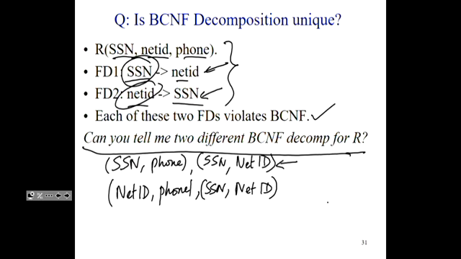Okay, and then why do we know we are done when we get these relations? Well, two attribute relations are in BCNF. Right? Since two attribute relations are in BCNF, you know to stop, you don't need to go any further. Okay.